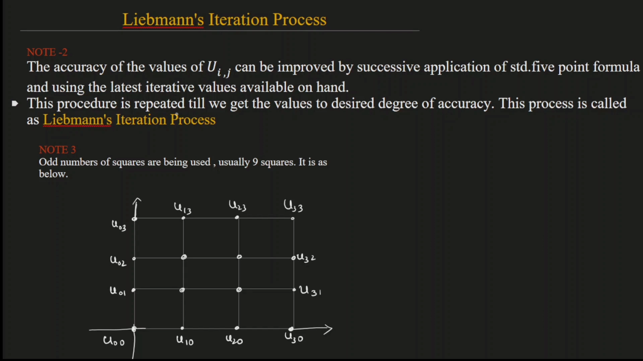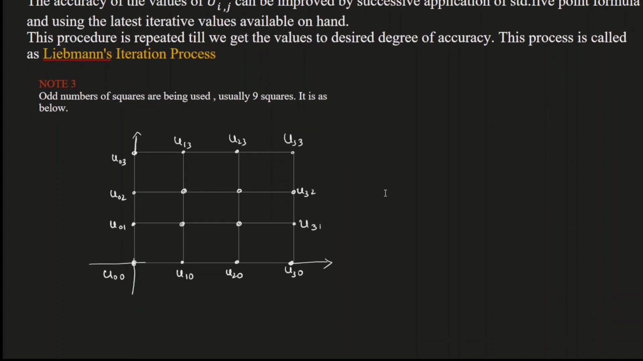Now, to find the values of the given Laplace equation, we have to follow two methods, depending upon the solution required. In one case we are going to use an odd number of squares, especially 9 squares. Whenever it is odd, then we use 9 squares. So the grid will be as follows.